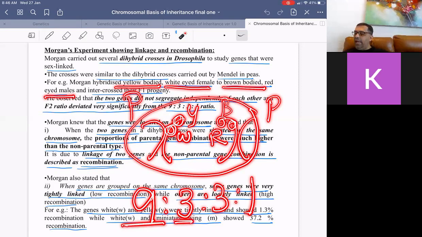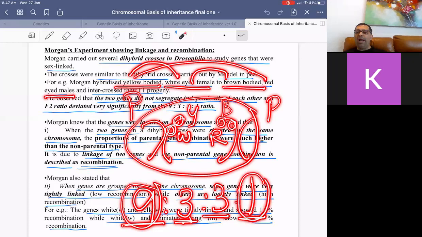Achha, yellow body white eye kitne honge? 9. Yellow body, brown, red eye kitne honge? 3. Brown body white eye kitna hoga? 3. And brown body red eye kitna hoga? 1. So parental yellow and white, 9. And brown body and red eye, 1. And recombination, yellow with red eye, 3. And brown body with white eye, 3. Ye recombination hona chahiye tha.